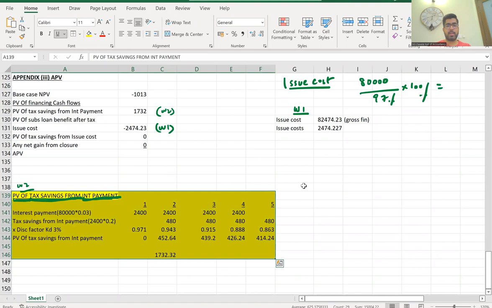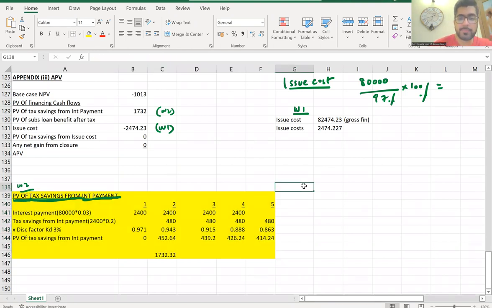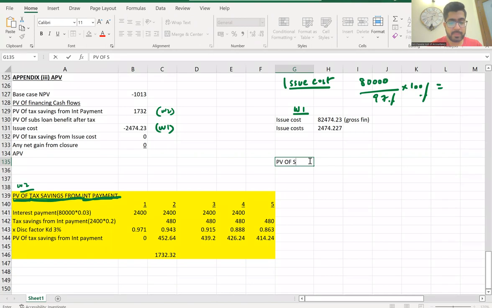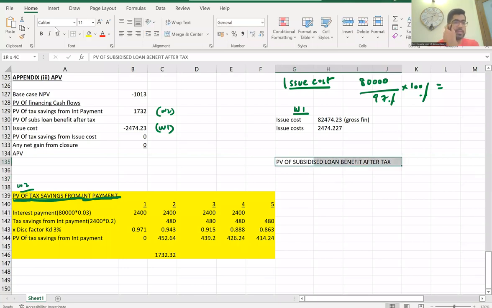And before copying, one last thing. In the same manner, I will get the present value of subsidized loan benefit after tax. In the same manner, I will get the present value of subsidized loan benefit after tax. Okay.